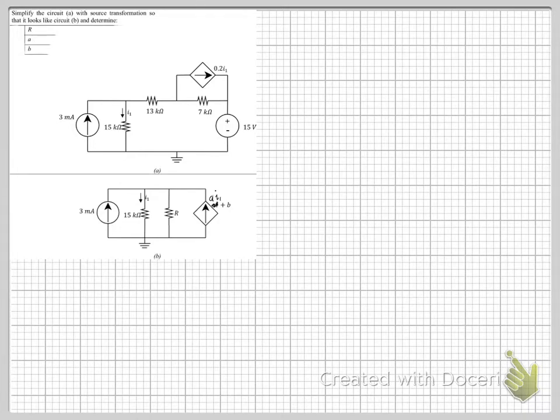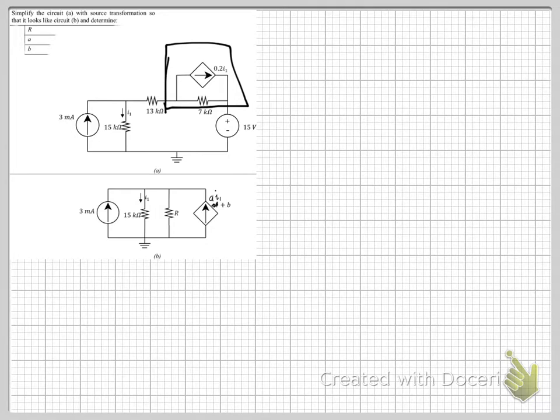It says that you should simplify the circuit A with source transformation so that it looks like the circuit B, and determine the values of R and A and B. So first of all, what we want to do is start by source transforming this part, because we've got a parallel circuit happening there, right?